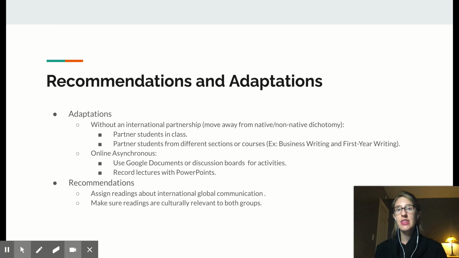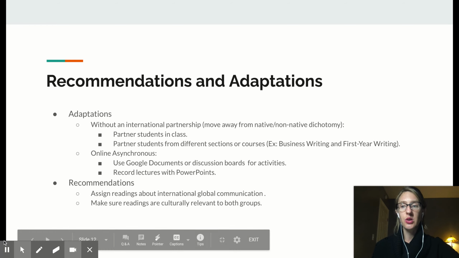Additional recommendations. You don't have to obviously use the reading that our students used, but you do want to assign something that is culturally relevant for everybody. Especially if you're working with students from other contexts, make sure that whatever you choose is interesting and relevant to both contexts. And then it is very helpful to assign a reading that has to do with international global communication, because as students are emailing each other about that reading and working through it together, they are also learning additional course objectives about international global communication. So depending on your setting, consider that sort of a reading.